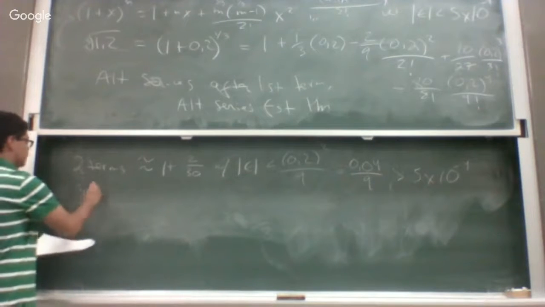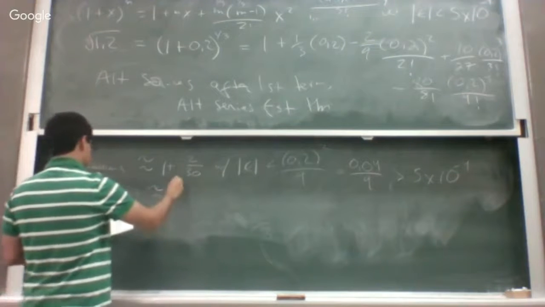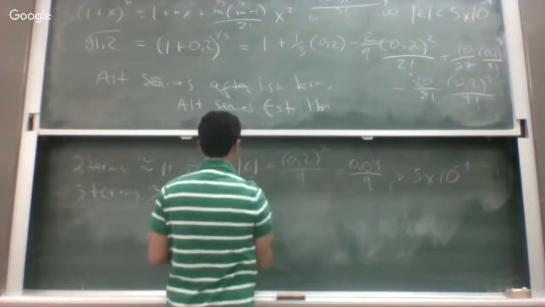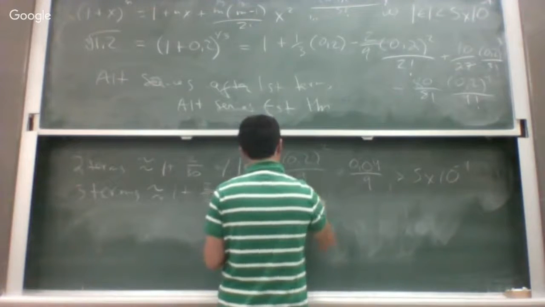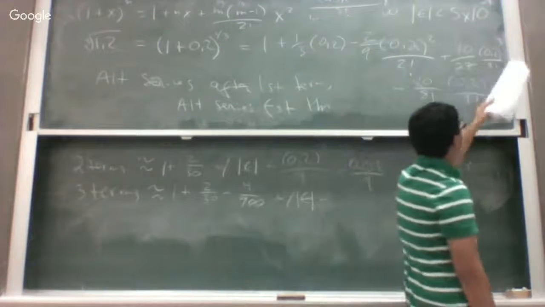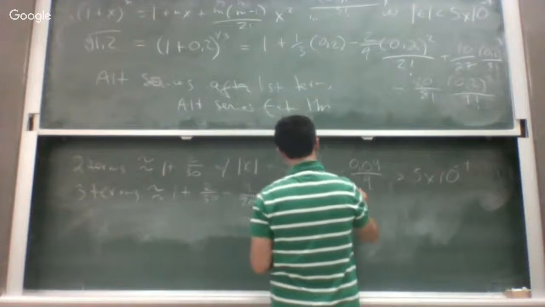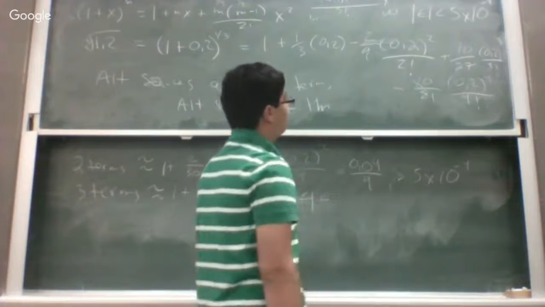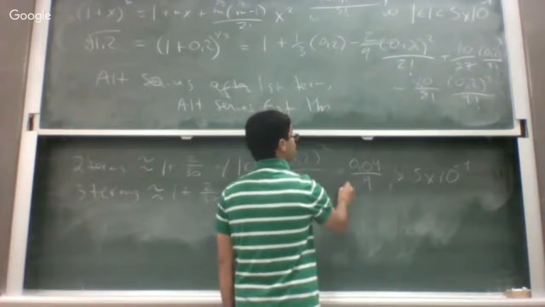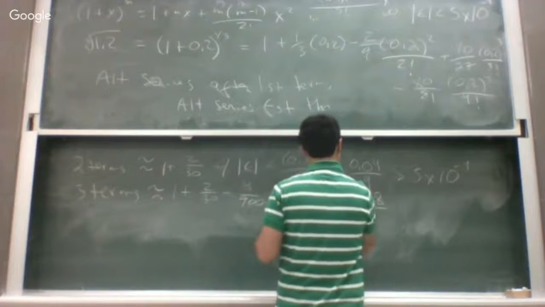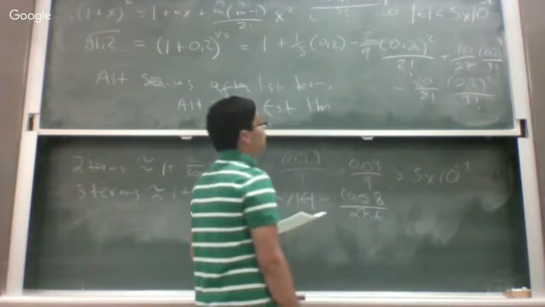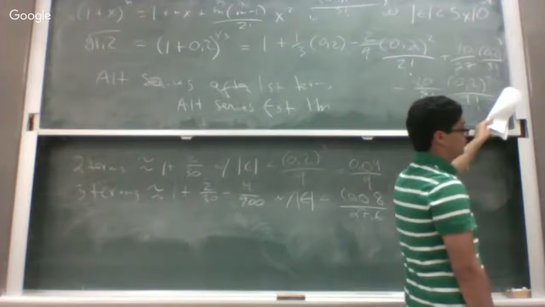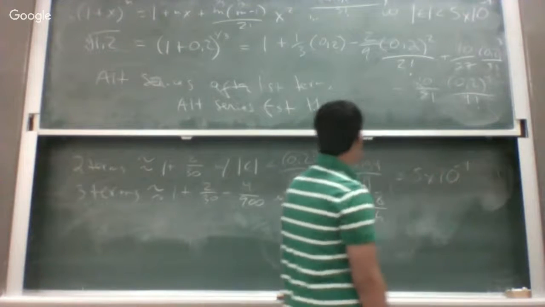Okay? So looking at 3 terms, our answer will be 1 plus 2 over 30 minus 4 over 900, with error being less than 0.2 cubed, which is 0.08, divided by 27 times 3 factorial. 3 factorial is what? 6, right? They actually do the math.